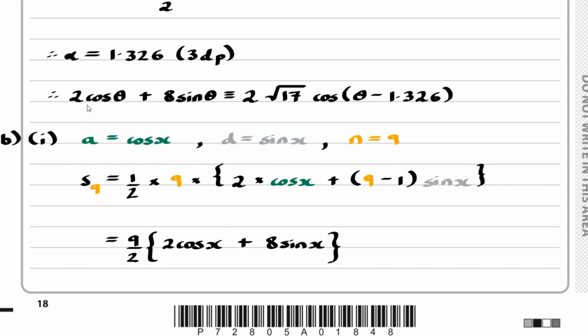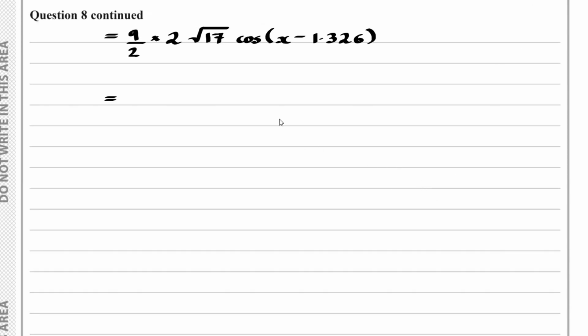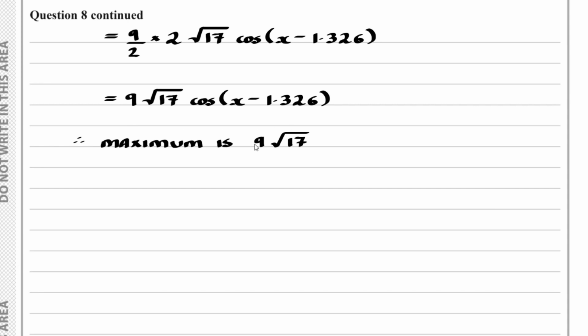And what we found in part A is 2 cos theta plus 8 sin theta is equivalent to 2 times square root 17 times the cosine of theta minus 1.326. And so if we use that, we have 9 over 2 multiplied by 2 times square root 17 times cosine of x minus 1.326. So 9 over 2 times 2 square root 17 is 9 times square root 17, and we multiply this by the cosine of x minus 1.326. And so therefore we can deduce that the maximum of this is 9 times the square root of 17.